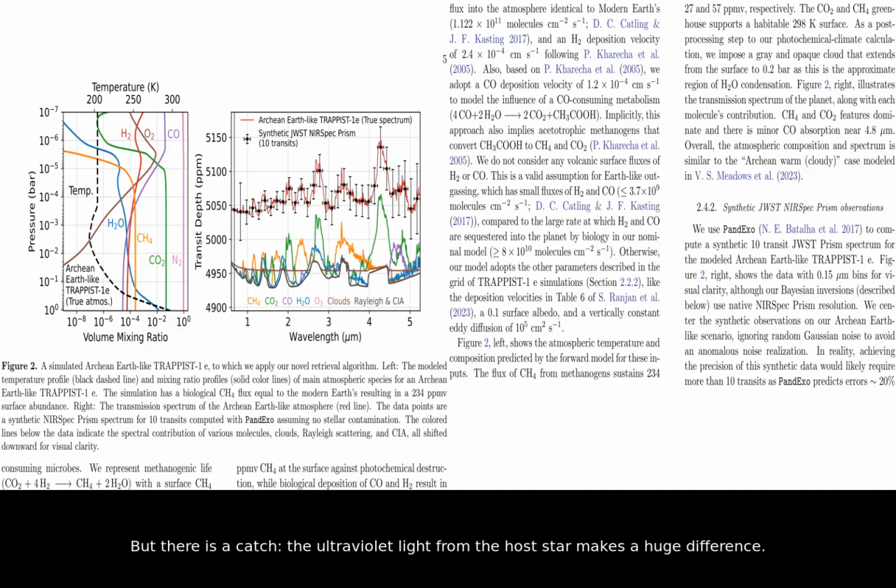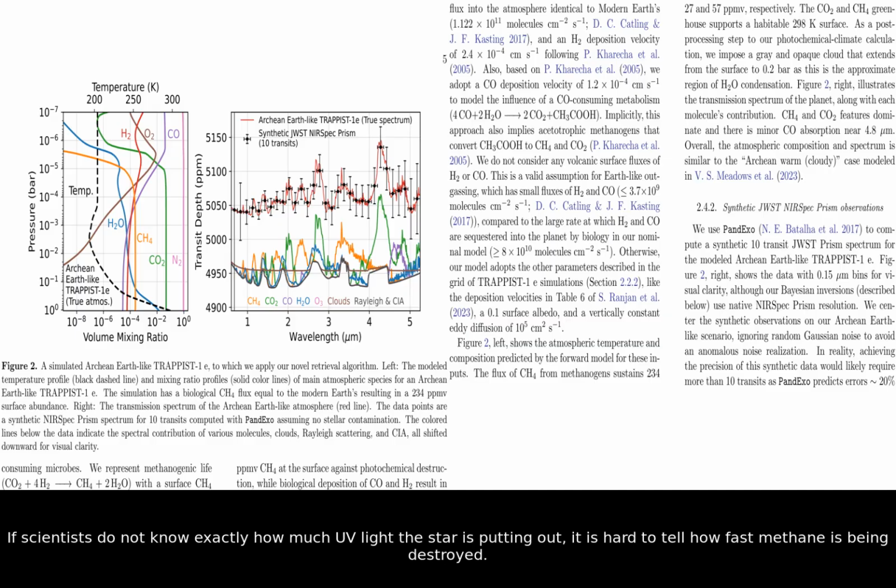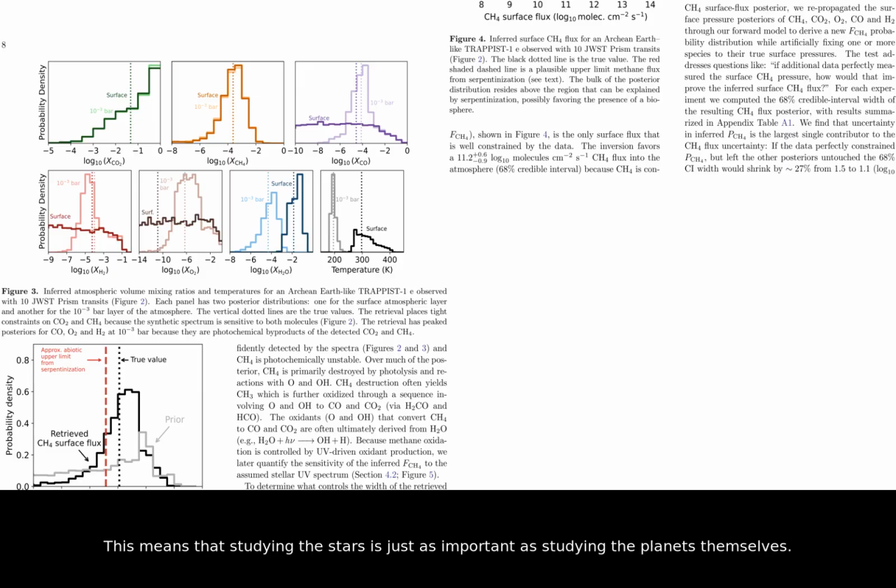The ultraviolet light from the host star makes a huge difference. If scientists do not know exactly how much UV light the star is putting out, it is hard to tell how fast methane is being destroyed. This means that studying the stars is just as important as studying the planets themselves.